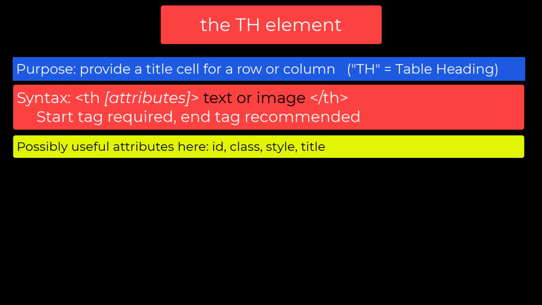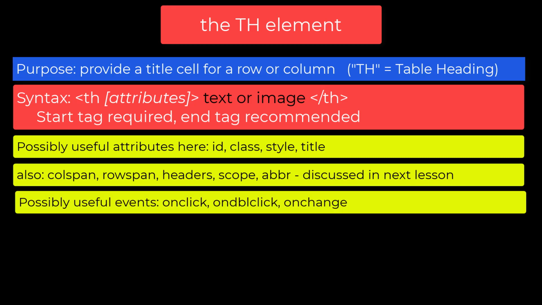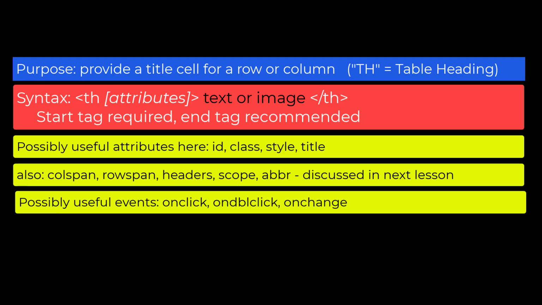Useful attributes for TH: ID, class, style, title, as in previous elements. There are a few attributes unique here, and these are colspan, rowspan, headers, scope, and abbr, and we'll talk about those in a later lesson. Possibly useful events: onclick, ondblclick, onchange.